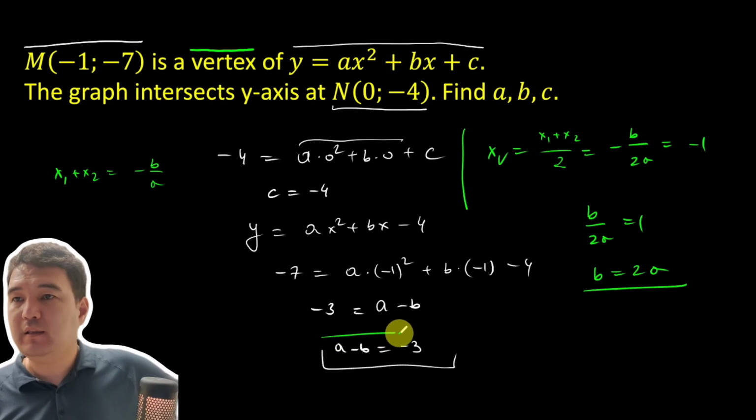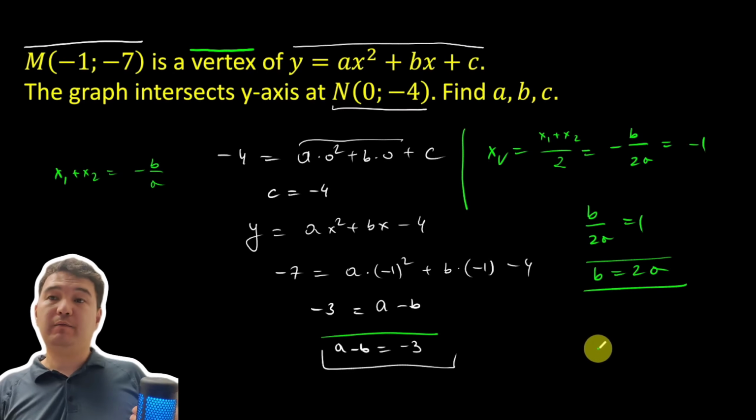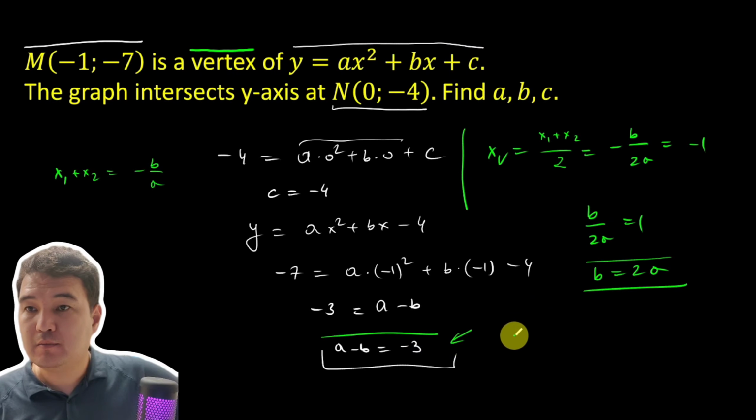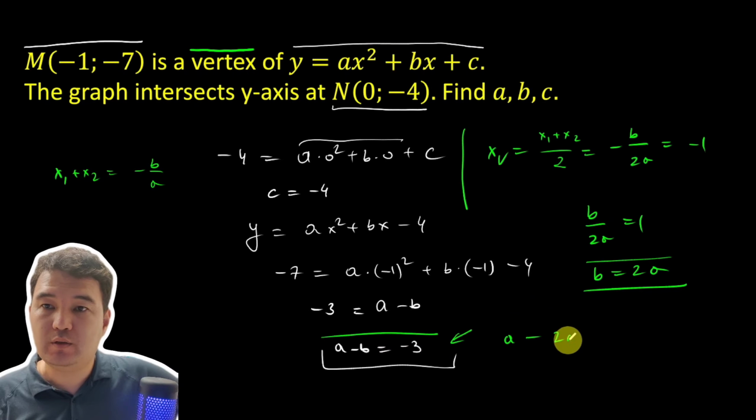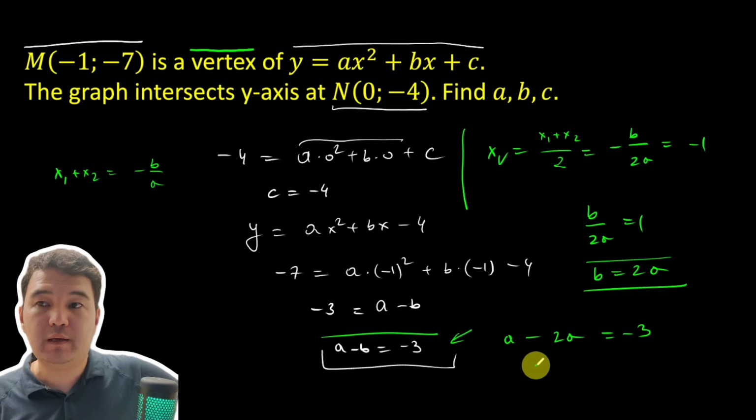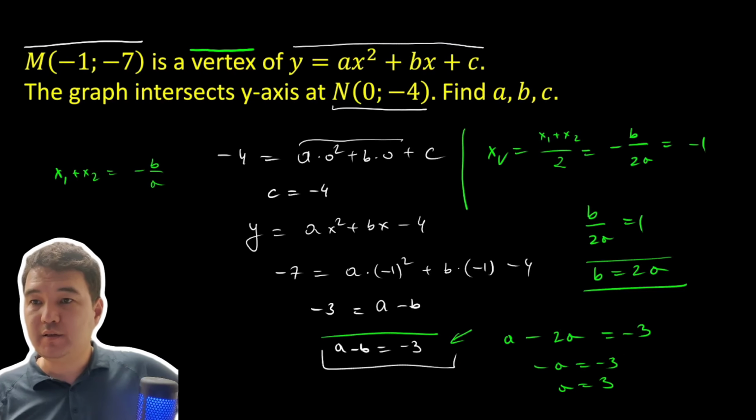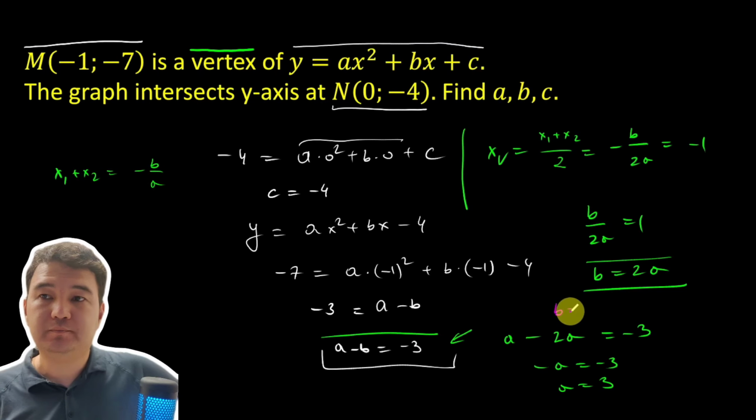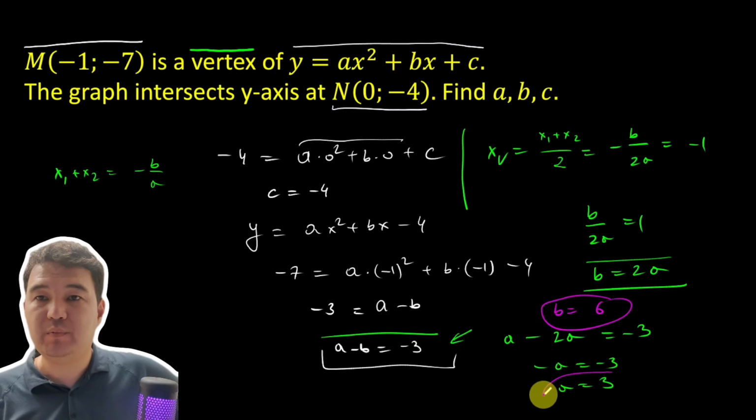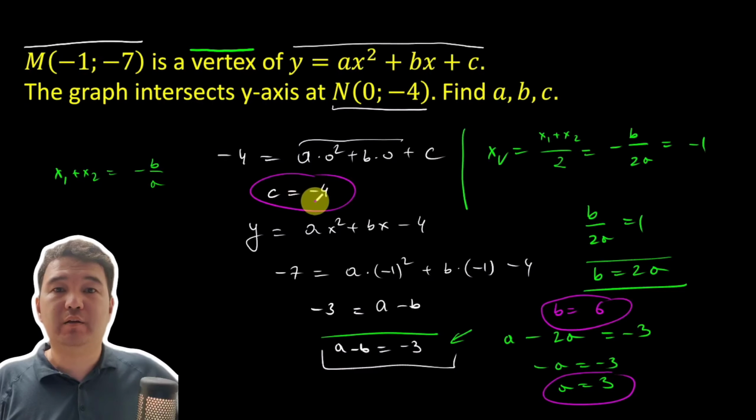Combining this and this equation, we can find the values of a and b. For example, plugging b is equal to 2a into this equation, because b is 2a, a minus 2a is negative 3. Negative a is negative 3. So a is 3. Since a is 3, b is going to be 6. So we know all three values of a, b, c. A is 3, b is 6, and c is negative 4.